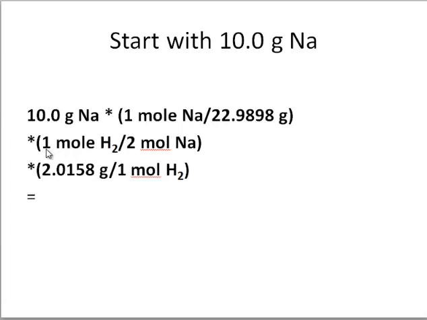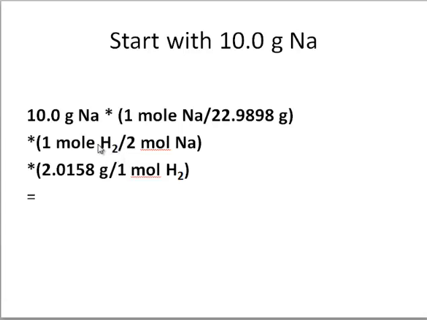And the next factor converts moles of sodium to moles of H2. Moles of H2 appear in the numerator, moles of sodium in the denominator. Moles of sodium will cancel and leave moles of hydrogen. So, this times this gives us moles of sodium. This times this times this cancels moles of sodium and gives us moles of hydrogen. I notice that the 1s and the 2 here are coefficients provided by the balanced chemical equation.